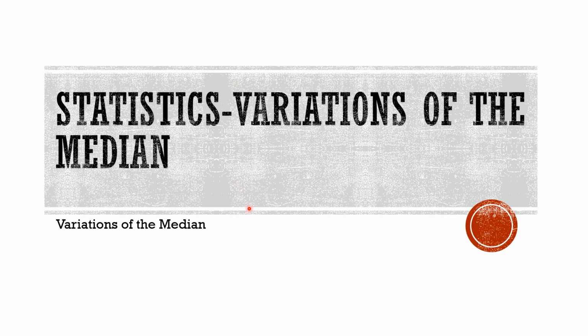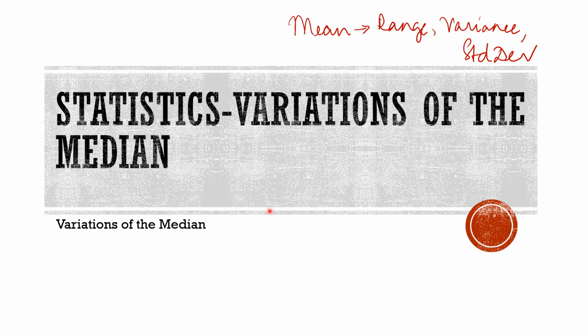Hello everyone, we are now going to begin our lecture on variations of the median. So far we studied the variations of the mean. The different variations that we learned about the mean were the range, the variance and the standard deviation, correct? Now those measures of variations apply only to the mean. You cannot apply these to the median. Median has its own set of variations, and that's what we are going to learn in this section of the chapter.